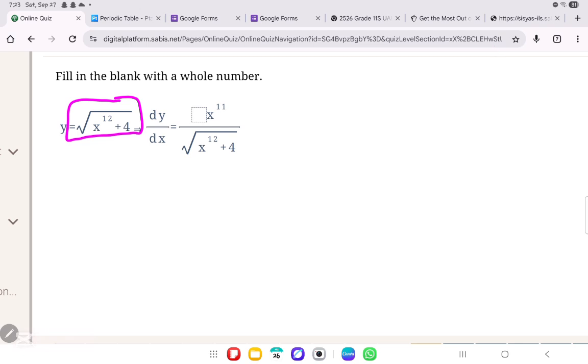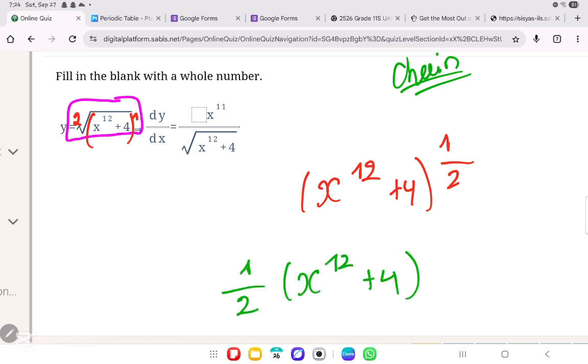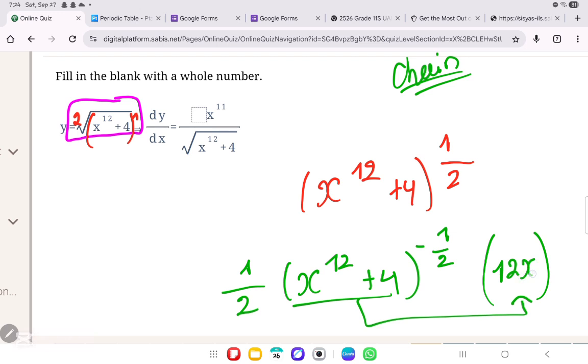So what do we have? We have all of this to the power of 1, and this is a square root. So we can write it in another way, which is (x^12 plus 4) to the power of, inside over outside, 1 over 2. Perfect. Now let's take the derivative of this. We're going to be using the chain rule first of all, okay, because it's u to the power of n. So it's going to be 1 over 2 times (x^12 plus 4) to the power of 1 over 2 minus 1, which is minus 1 over 2, multiplied by the derivative of what is inside, which is 12x^11.